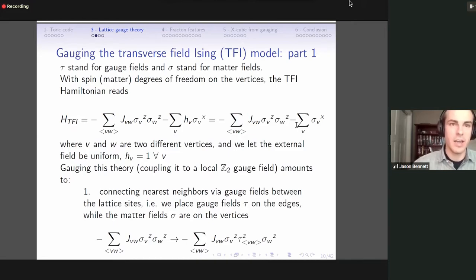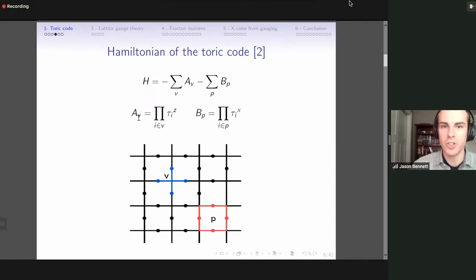The first step in gauging is to introduce gauge fields in the theory. In this theory, it's a little bit easier to guess. We'll encounter that it's hard to know where to place your gauge fields in the X-cube model, but in the toric code, it's kind of clear that if in the Ising model your matter field is on the vertices, there's only really one option, and that is to place the gauge fields on the edges. So I'm going to place gauge fields between each of the matter fields.